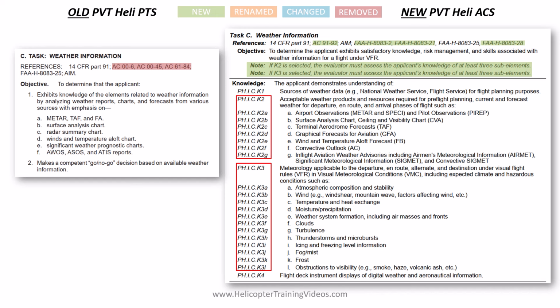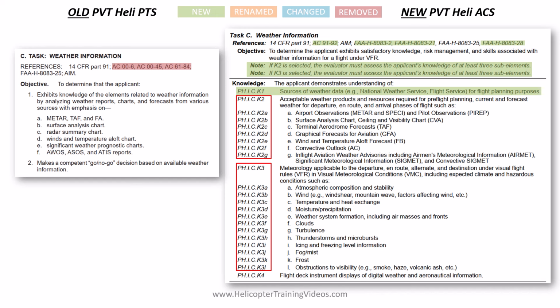So what we have here is a couple of notes at the top saying that an evaluator can use K2 or K3, and if they do that, they must select at least 3 of the sub-elements in each category. K2 has 7 sub-elements to choose from, K3 has 12 to choose from. That's compared to the PTS, which talked about using elements related to weather information, analyzing weather reports, charts, and forecasts from various sources with emphasis on, and then it lists about 8 products. But you can still just do an individual element like K1, which is sources of weather.